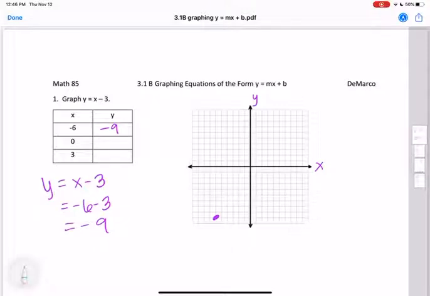I had y equals x minus 3, put in a negative 6 for my x, negative 6 minus 3 equals negative 9. And then I plotted that on my graph here. I went over to negative 6, down negative 9, and plotted that first point. So right now, I'd like you to go ahead and hit pause real quick, plug in 0, 3, plot those next 2 points, connect them up with a line, come back when you're ready.